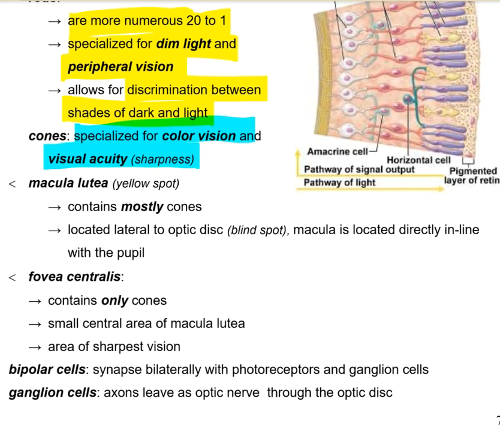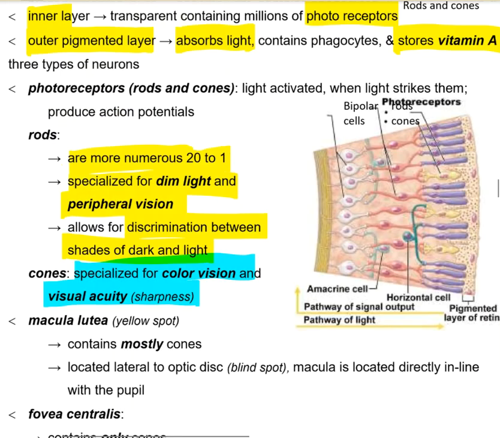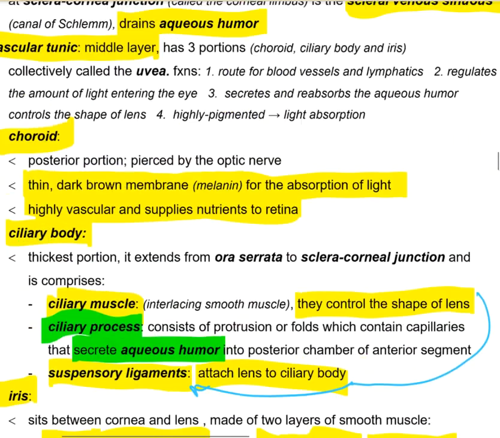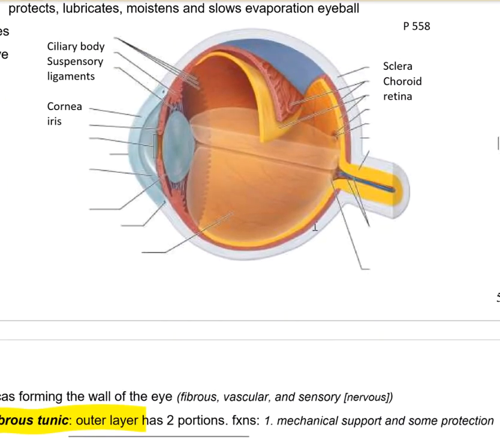Now, let's talk about a couple other structures. I'm not going to highlight these on the picture, but I want to show it to you. So right here is the macula lutea, and that is this little spot that is right directly in our direct line of sight from our eye. So if I drew a straight line going up through our pupil, it would hit right here, and it's mostly cones.